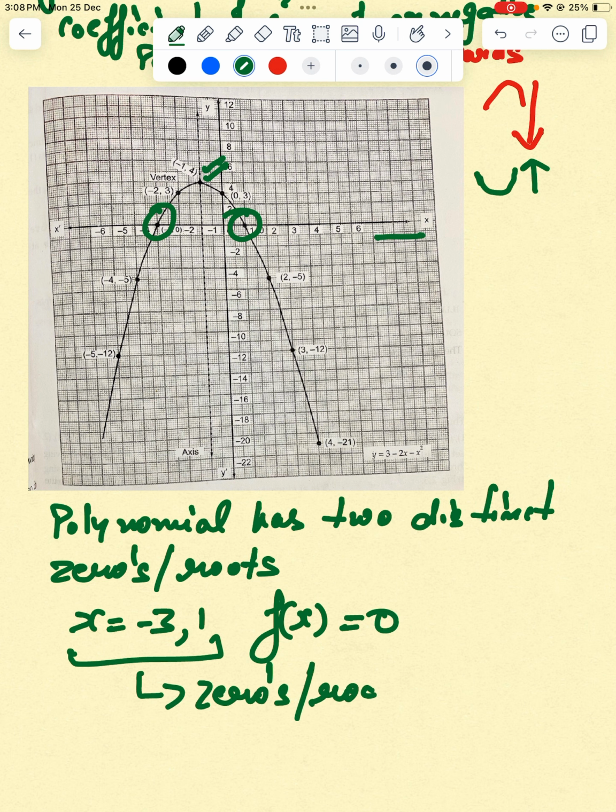Zeros or roots, right? I think this is sufficient for your class 10th examination purpose. I hope this will be helpful for your preparation.